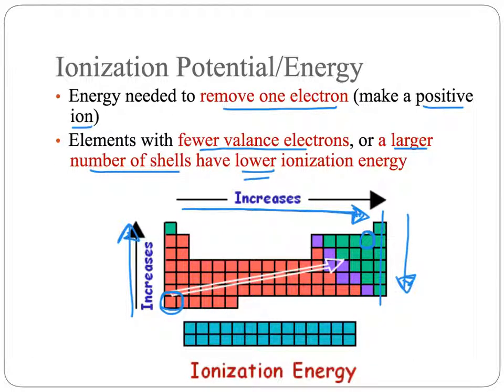We can use this trend to compare two elements. For example, if we compare the ionization energy of magnesium over here to oxygen over here, we can see that magnesium is more to the left of the table, oxygen is more to the right, and so oxygen would have a greater ionization energy than magnesium.